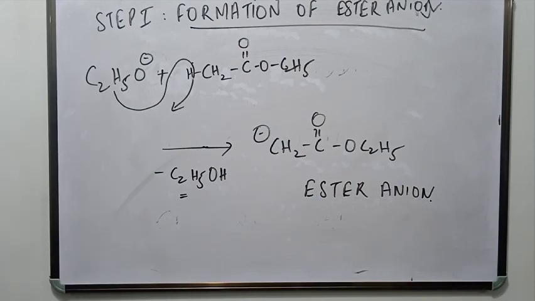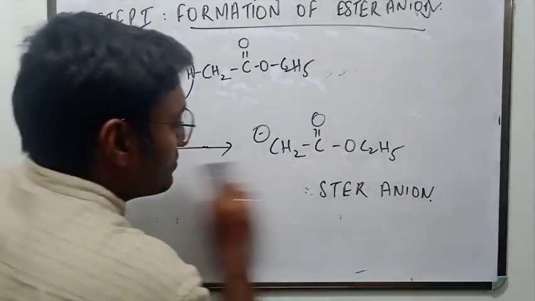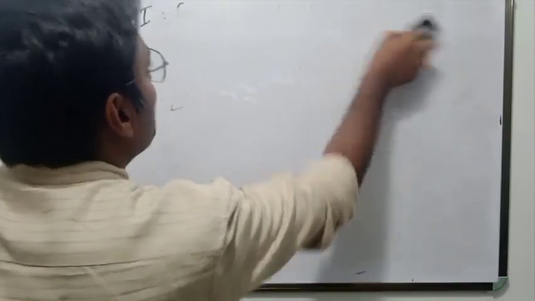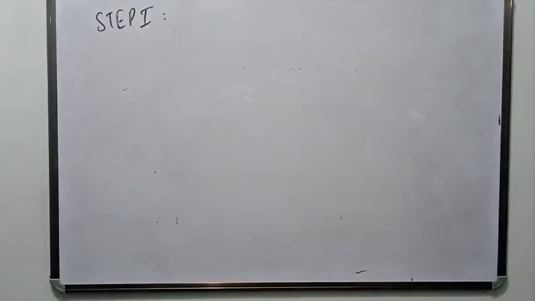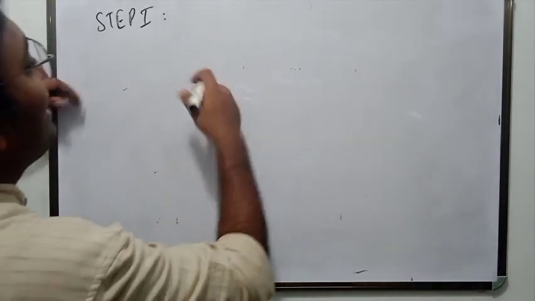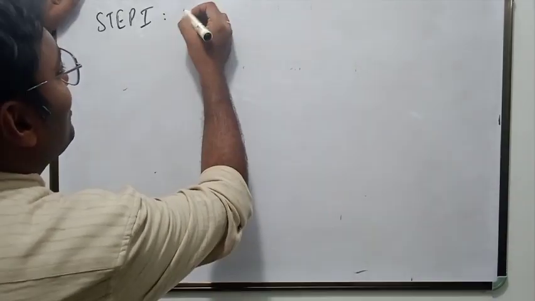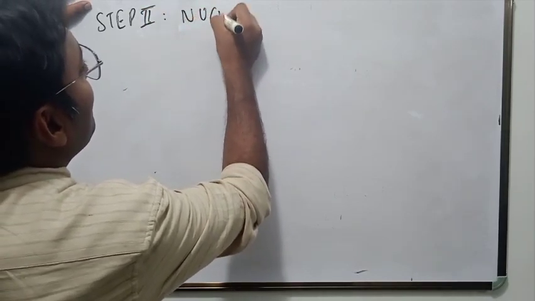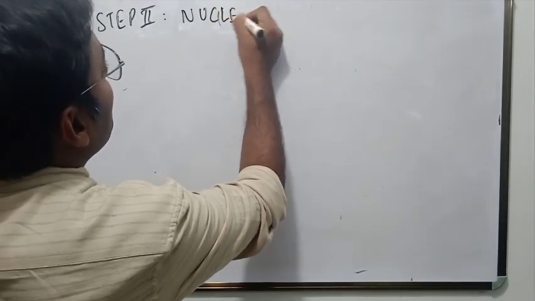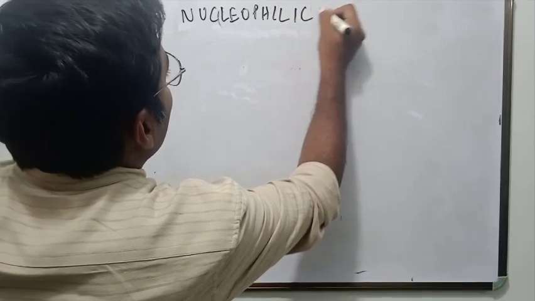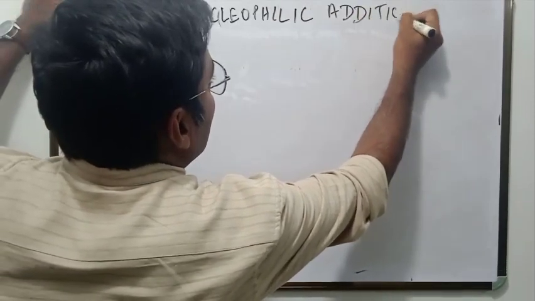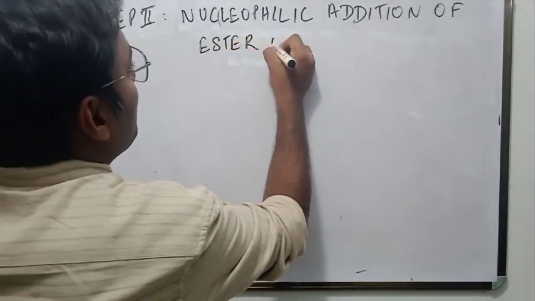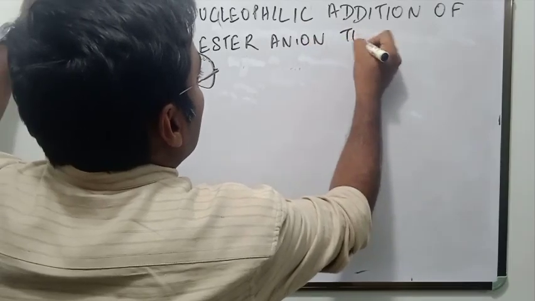Let us now go to step number 2. Now ester anion is formed. Now what would the ester anion do? Will it sit idle? Never. It will attack the other ester molecule at carbonyl carbon. So you can say step 2 is nucleophilic addition of ester anion to carbonyl carbon. Let's see.